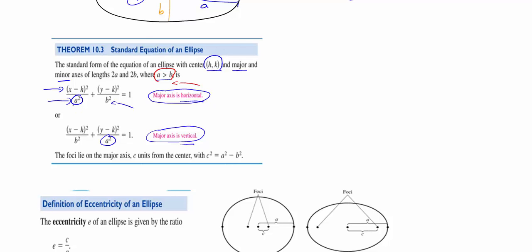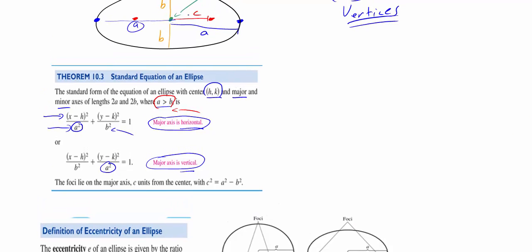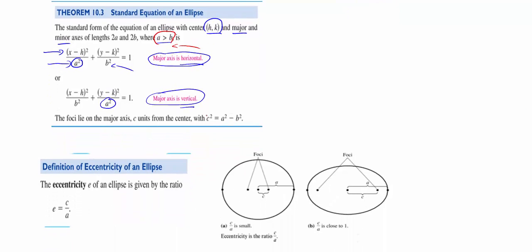Now, we notice we have the values for a and b, but what about this c value that we're looking for, which is from the center out to one of the foci? Well, that comes from this formula here, which is c squared is equal to a squared minus b squared. Now, be careful. This looks and sounds familiar to your Pythagorean theorem, but that's a squared plus b squared equals c squared. And notice here, this is a squared minus b squared.